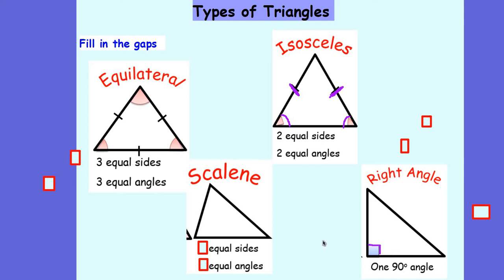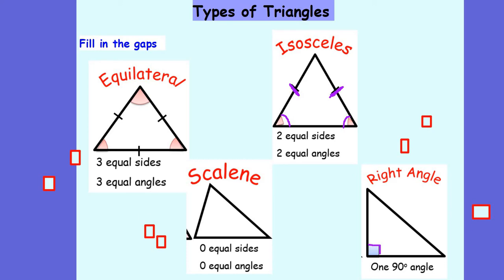Now this is the hardest one, scalene. Nathan, what do we know about a scalene? A scalene triangle is like the other one. There are no equal sides and there are no equal angles. If it's not an equilateral, it's not an isosceles, it's not a right angle, it must be a scalene triangle.